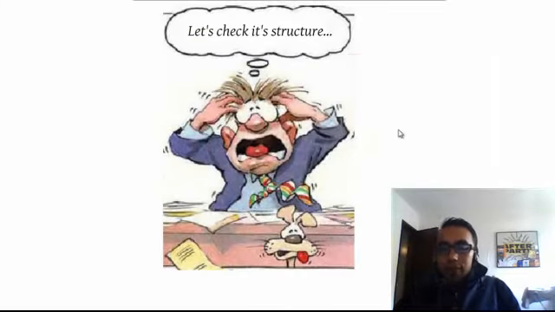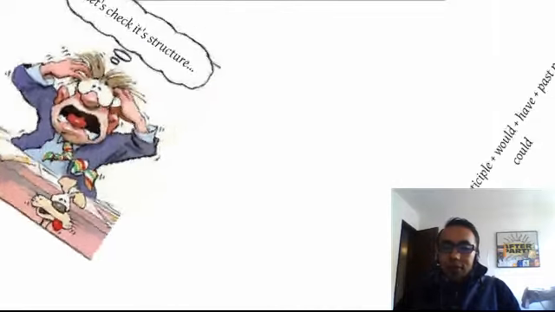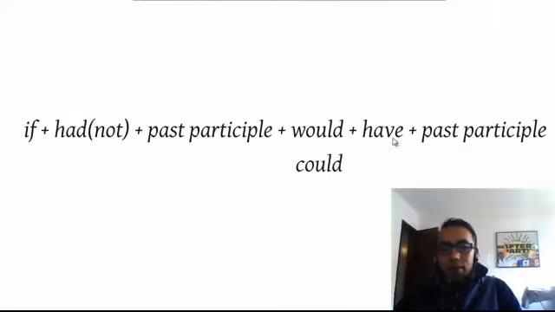Let's check how it's structured. Although it seems a bit difficult, it's not very difficult. First, you have the if conditional. Then you have the auxiliary have in the past tense, had or had not. Then you have the verb in past participle. And then you have the consequence.